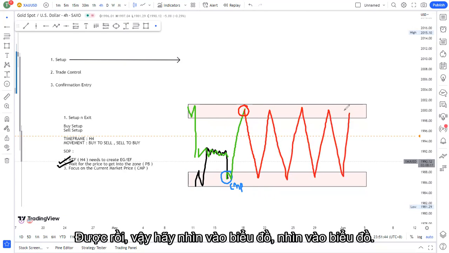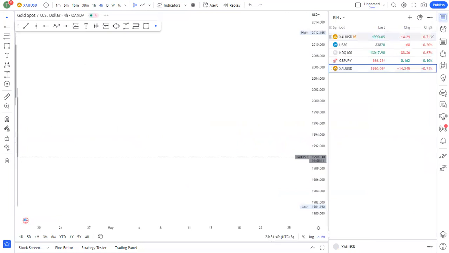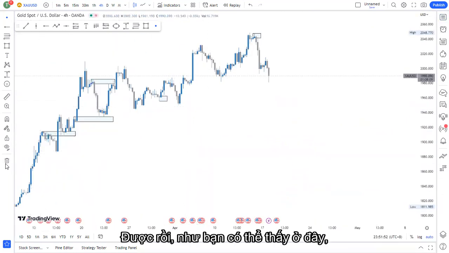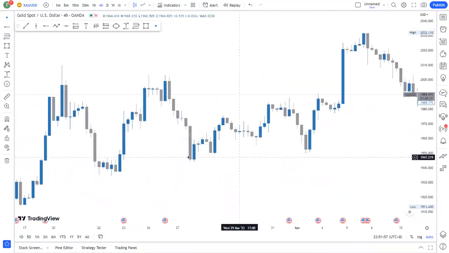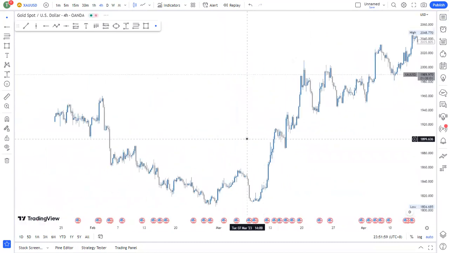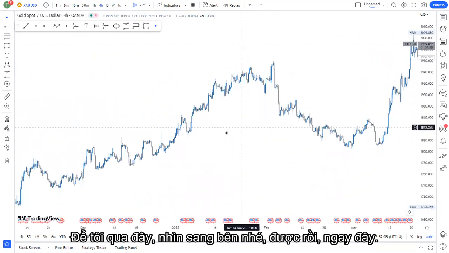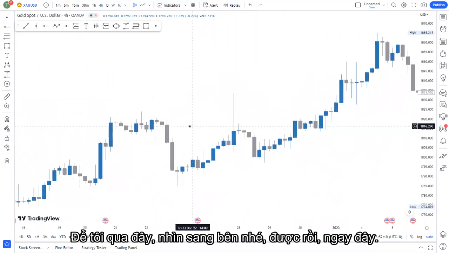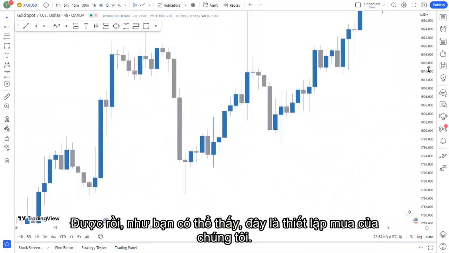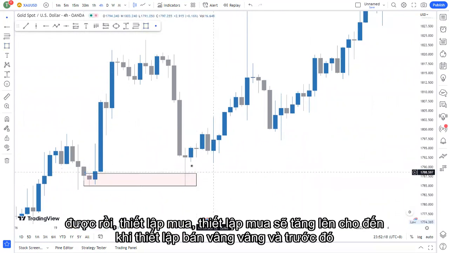Okay. So let's look at the chart. As you can see right here, the one that I drew for you last night. Let's look at the sideways. Okay, right here. As you can see, this is our buy setup. The buy setup will go up until the sell setup.